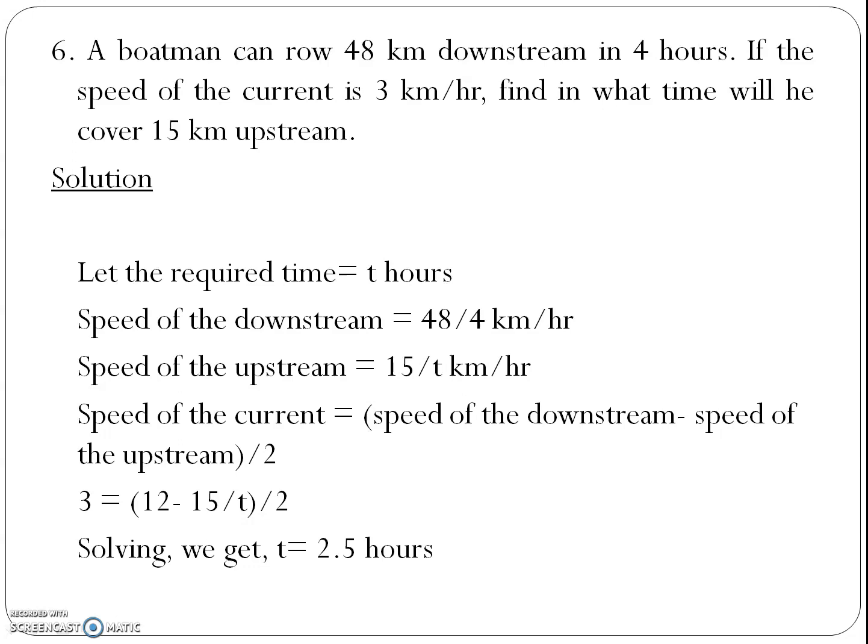In the same way, the speed of the upstream will be equal to distance by time. For the upstream, the distance is 15 kilometers. Therefore, the speed of the upstream will be equal to 15 by t kilometers per hour. We know the relation: speed of the current equal to (speed of the downstream minus speed of the upstream) divided by 2. It is given that the speed of the current is 3 kilometers per hour. Therefore, 3 equal to (12 minus 15 by t) divided by 2. Solving this simple relation, we get t equal to 2.5 hours, that is 2 hours 30 minutes.